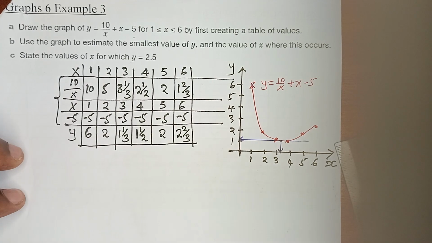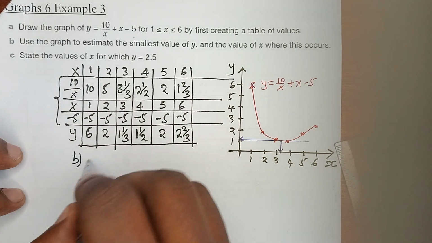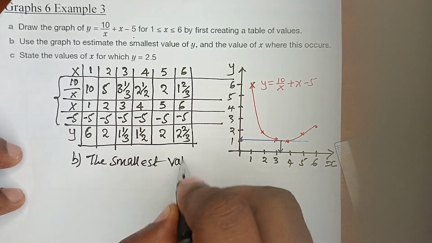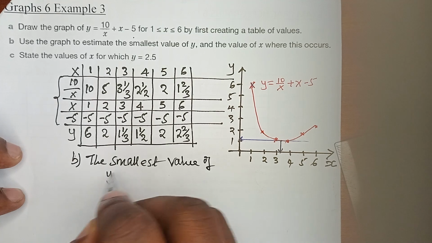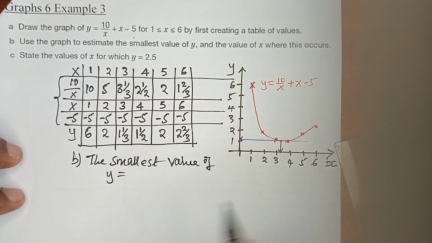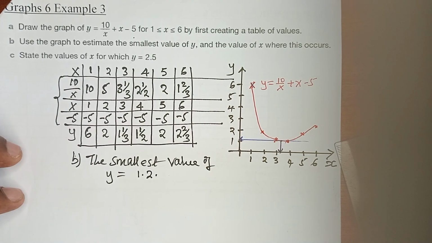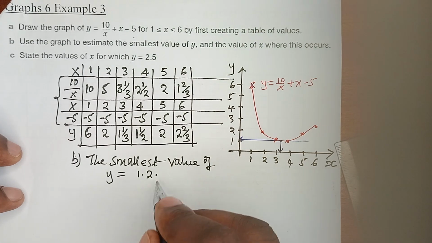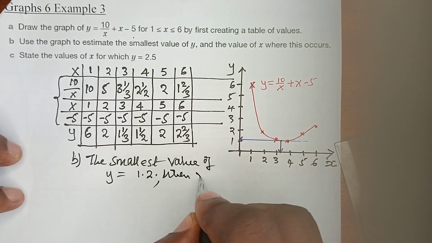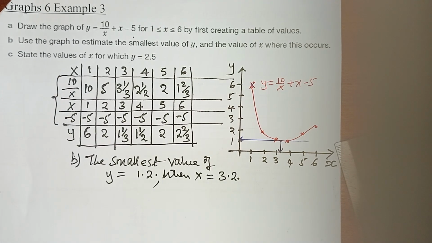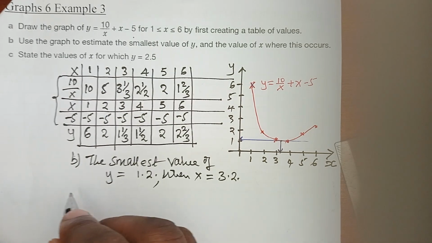Accurately, if you wanted to answer part B of the question, the smallest value of y is, let's say, 1.2 or 1.3. If you draw it accurately, it will actually be 1.3, and it occurs when x is 3.2. That is part B of the question answered.